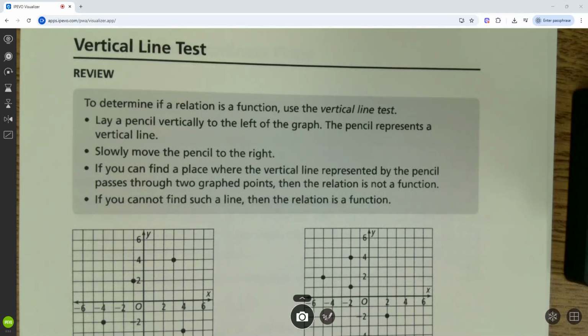Vertical line test. To determine if a relation is a function, use the vertical line test. This is very helpful when we're looking at tables or graphs. Remember, if it's a function, our x's do not repeat.